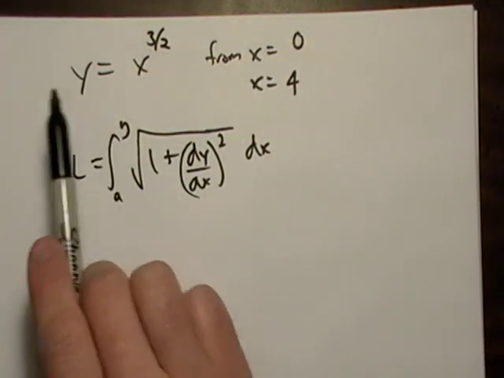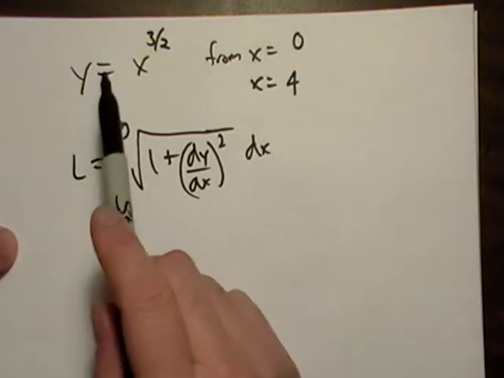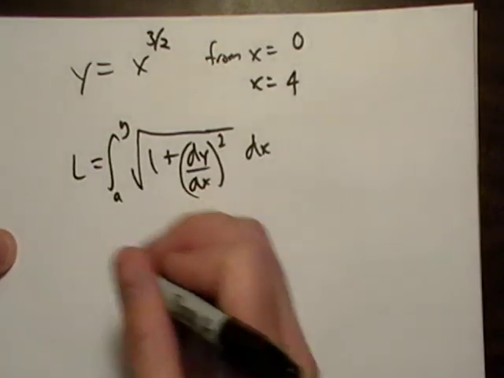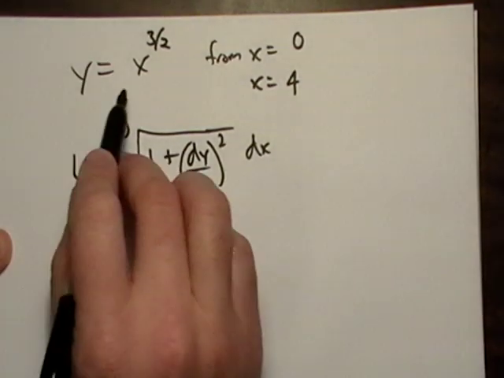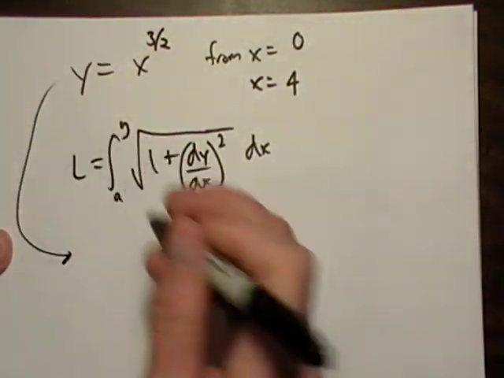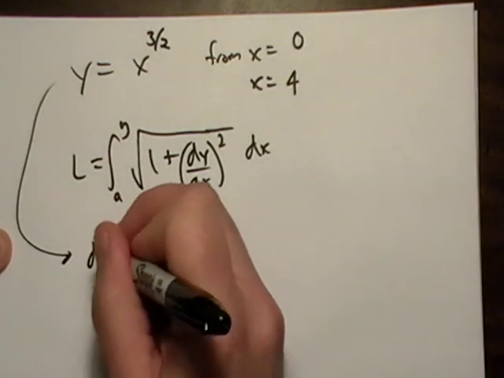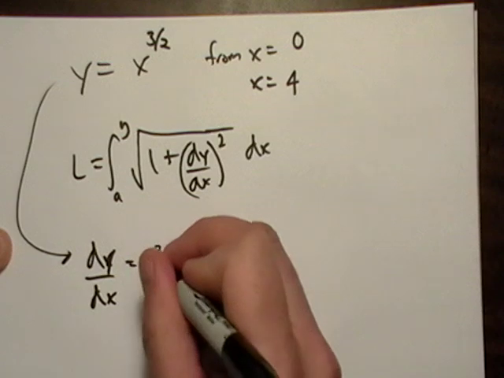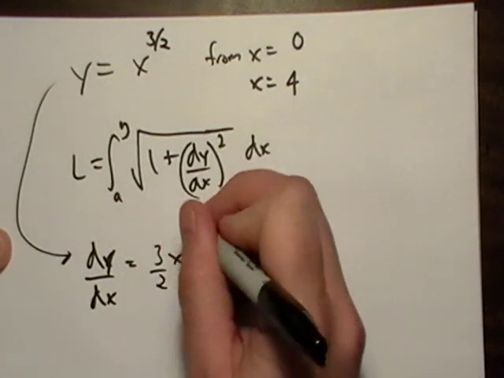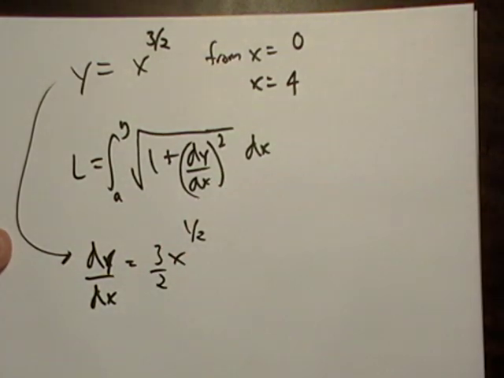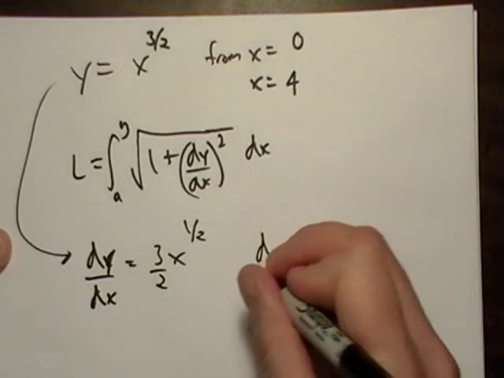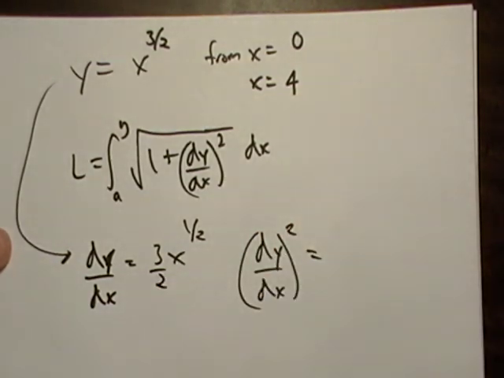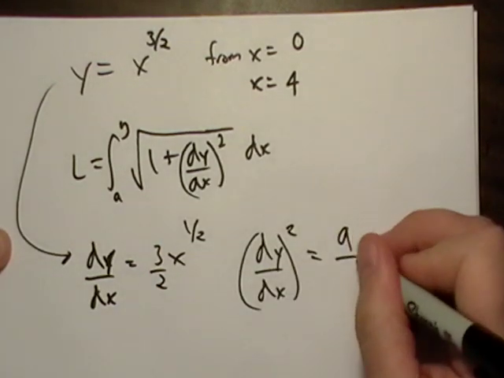Okay, so right away, the piece of information we're looking for is dy/dx, and we need it squared. So let's go ahead and find that. Here's y of x. So dy/dx is going to be 3/2 x to the 1/2. Might as well just find the square of that right now, since that's what we're after.